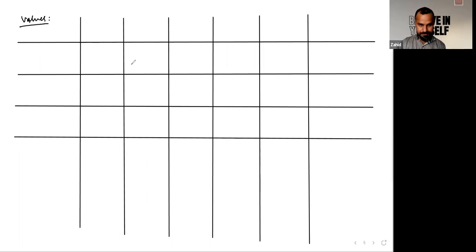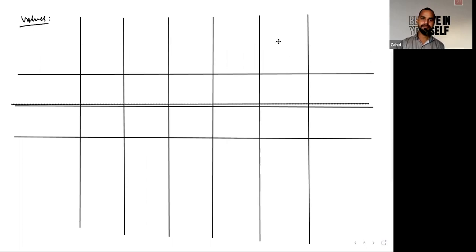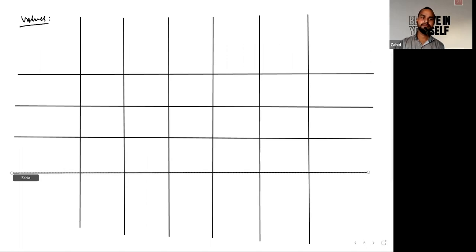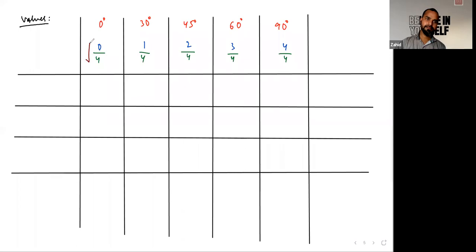For any of the trigonometric part, let's say 0 degree, 30 degree, 45 degree, 60 degree, 90 degree. First of all, write numbers starting from 0, 1, 2, 3, and 4. Divide each by 4 and take the square root of it. This term will define the value for sine theta.